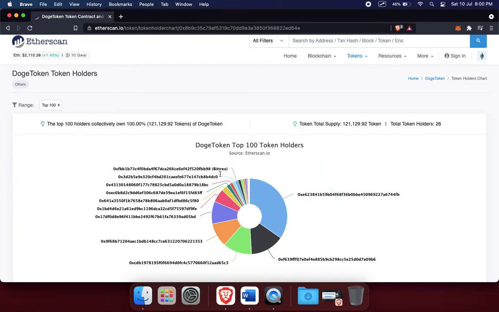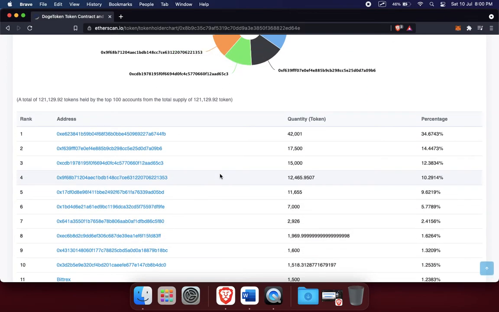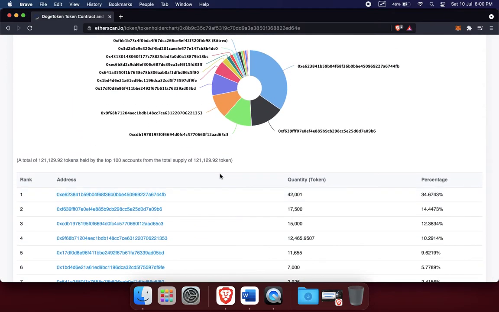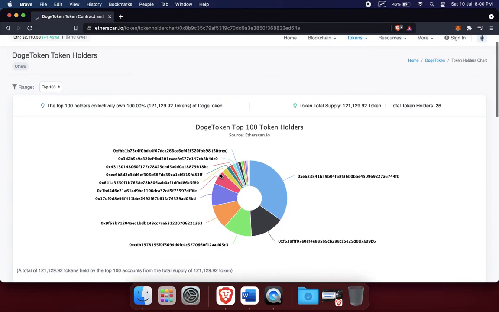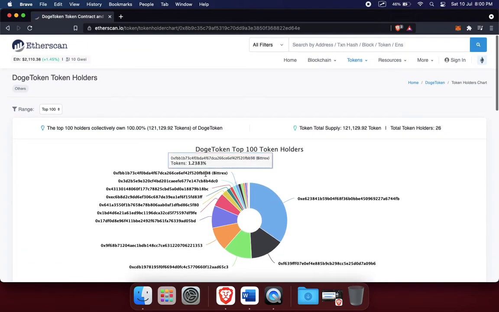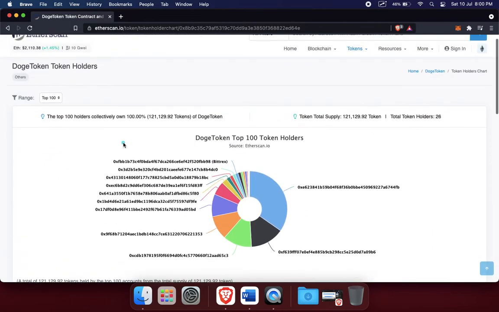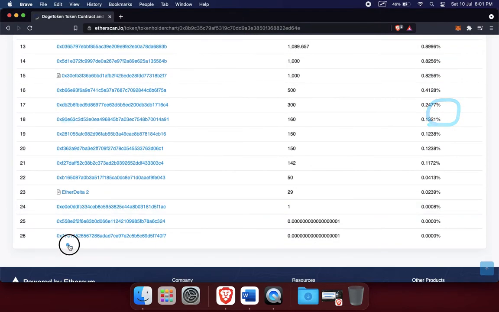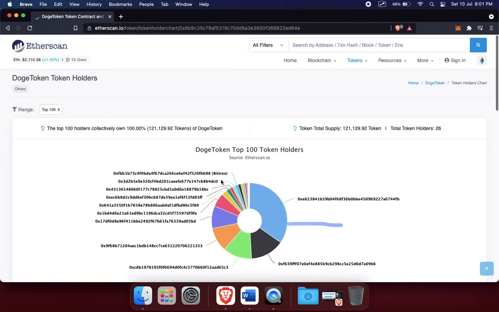You don't want only a few people holding a lot of tokens, unless there's something like a vested schedule where it's like developers and the tokens are locked, but just the name itself tells me that this is obviously a scam, right? Top 100 holders collectively own all 100%. Okay, that's great. But they're only 26, so they're not even top 100, right? It's just 26 token holders. That's all of them. That's it. These 2 people hold 0.00001, which is a meaningless amount, right?